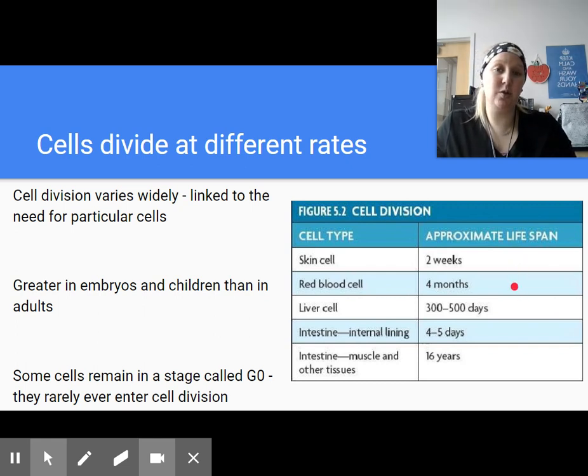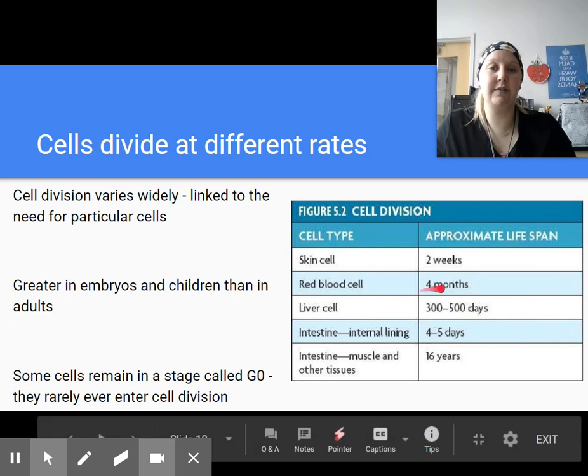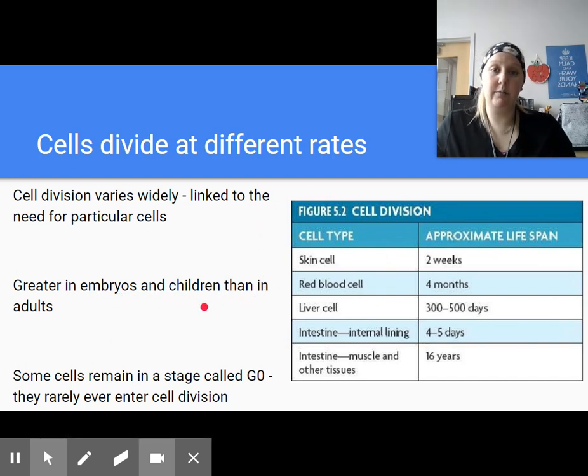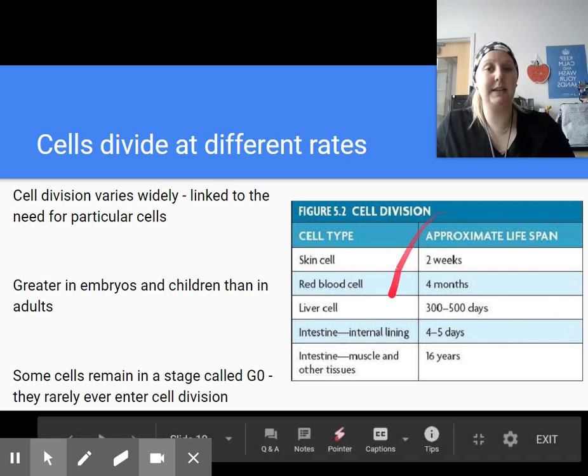Red blood cells don't turn over quite as often. They turn over about every 4 months. Your liver cell turns over every 300 to 500 days. The internal lining of your intestines turns over every 4 to 5 days, but the external lining, the muscle, turns over every 16 years. The younger you are, the embryo, the children, the cell division is much more rapid. They're still growing and developing, but once we stop growing, these times actually stretch out much more.